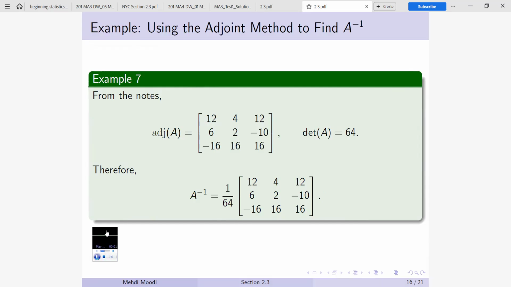This method is powerful but can be expensive. Cofactors can be a lot of work. Still, it's a real formula that always works when determinant is not zero. It's like having a spare key, but the key is made of paperwork.